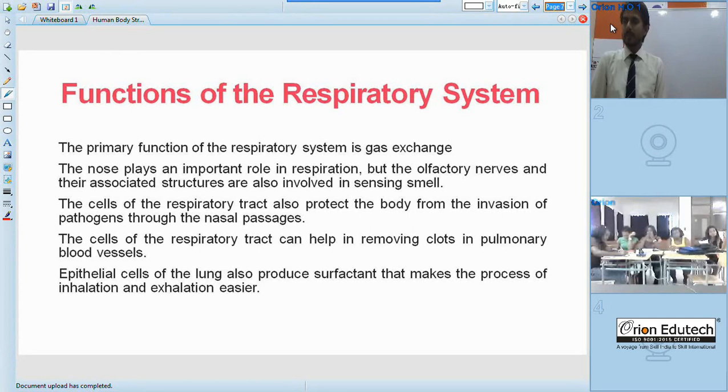Respiration also helps in the cardiac muscle movement in the body. And proper respiration also helps prevent blood clotting in the pulmonary blood vessels. You can write it down. The functions of the respiratory system.